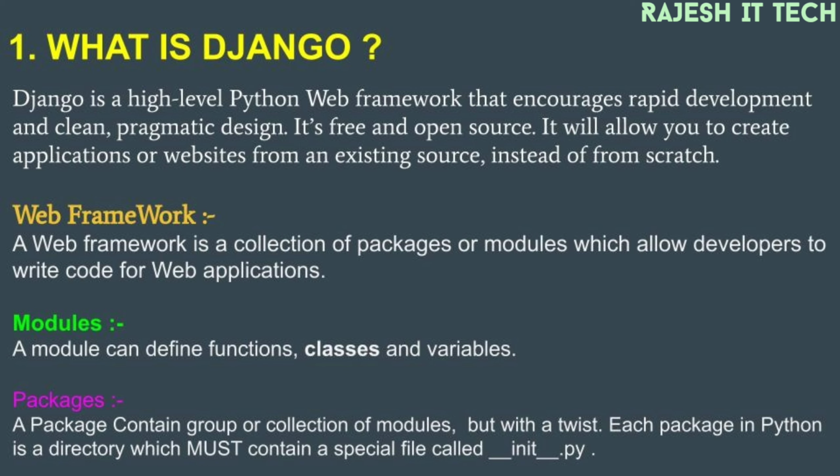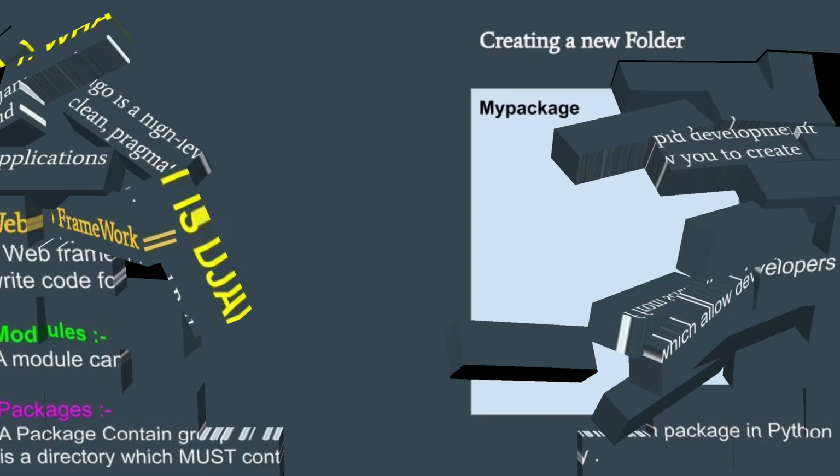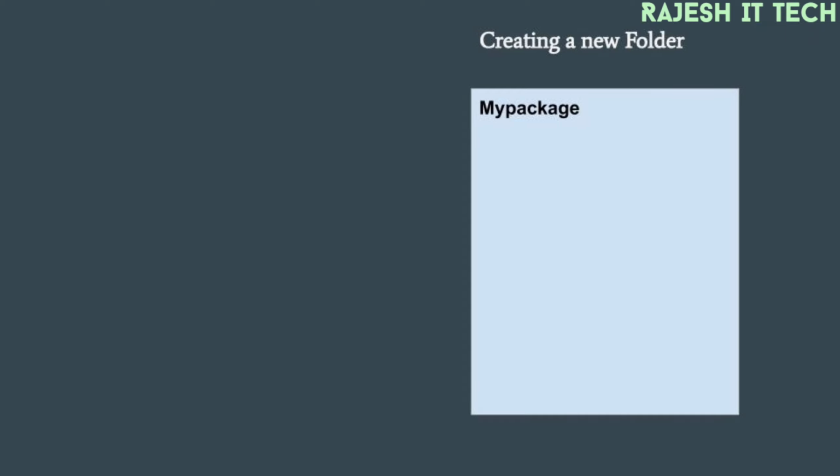Each package in Python is a directory which must contain a special file called __init__.py. Let's go to a simple example for your better understanding. Here I am creating a new folder named mypackage. Then I am creating a special file named __init__.py. It is a Python file. If you declare this file, it will be considered a package.